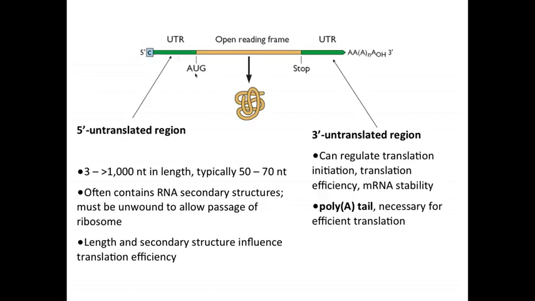Then we have our open reading frame, which typically begins with an AUG, but not always, as we'll see, and then a stop codon, followed by a 3' untranslated region, which can also regulate the efficiency of translation initiation and mRNA stability, and a poly A tail, which is also necessary for efficient translation.